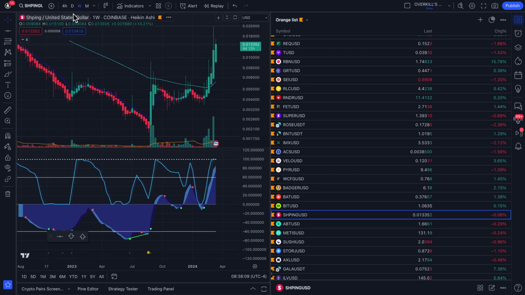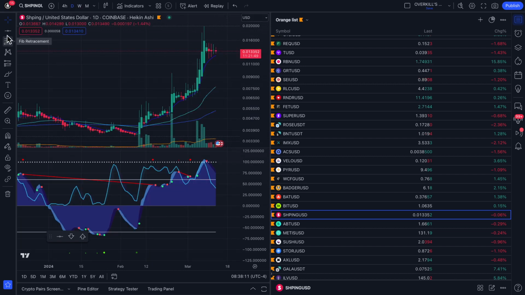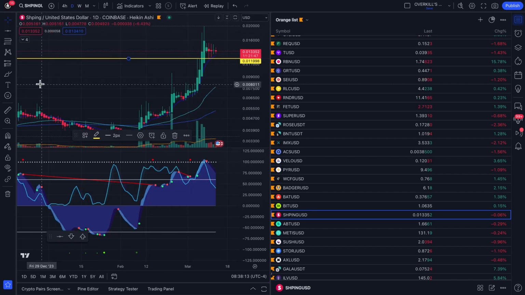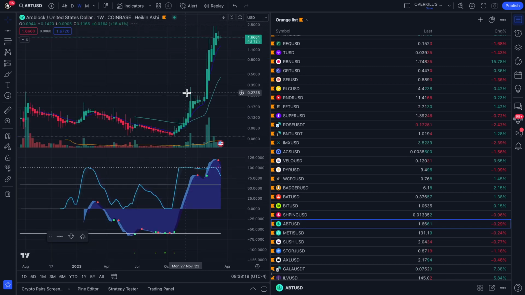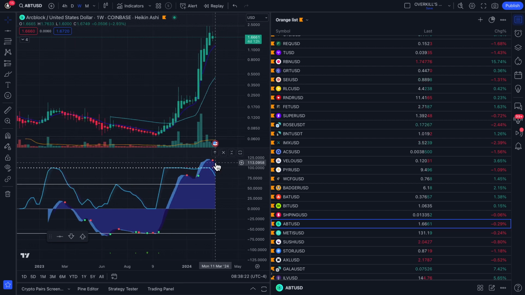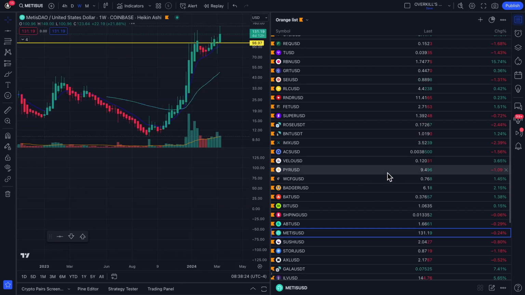So again, playing the daily here. Looking to take profits. If this thing breaks down below a penny, I'd look to sell it. Set a stop loss at a penny here. ABT. That one looks bullish, but we're way overextended. I'm looking to sell. Take profits.